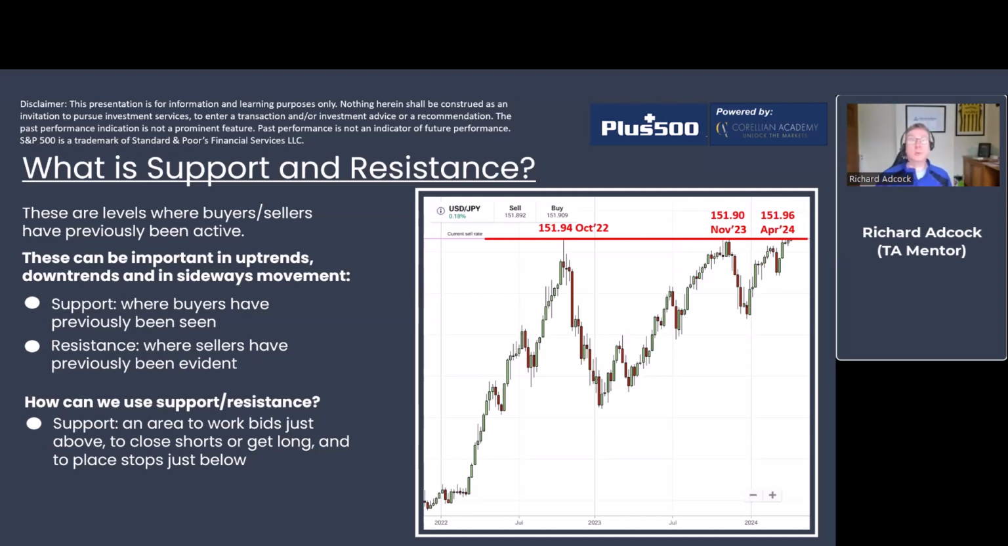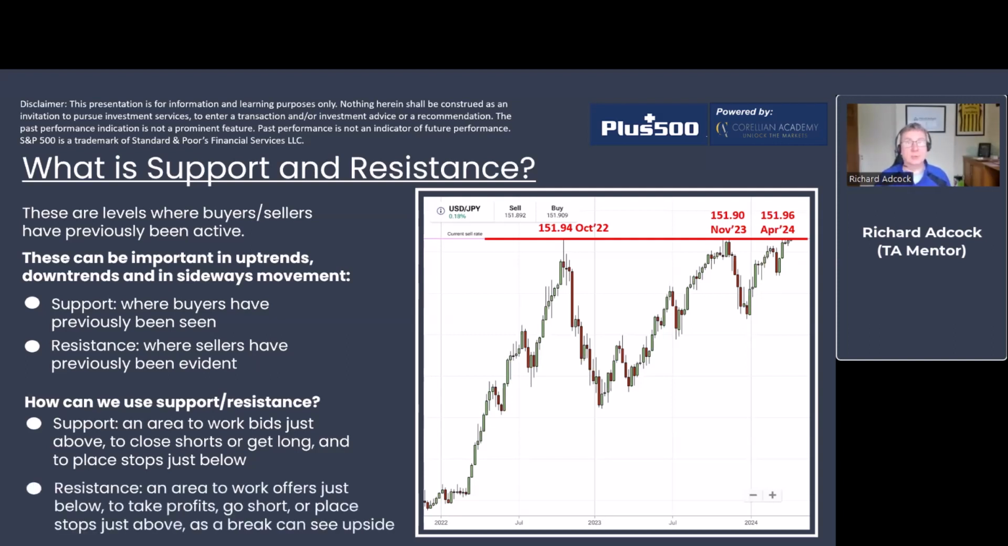And if we're holding a long position, we can also look at a support level as being an important trigger point. So we can place stops just below a support to protect our position, just in case we start to see a more extended sell-off beginning to materialize.